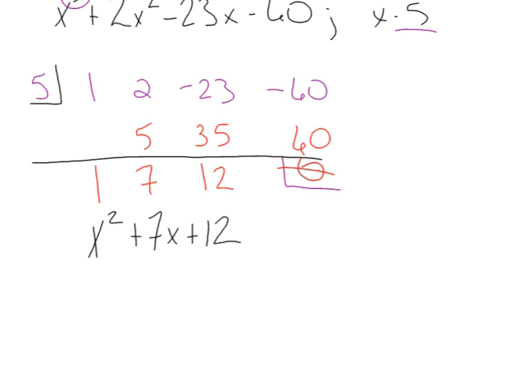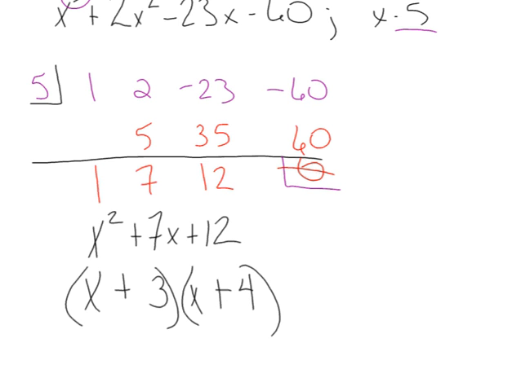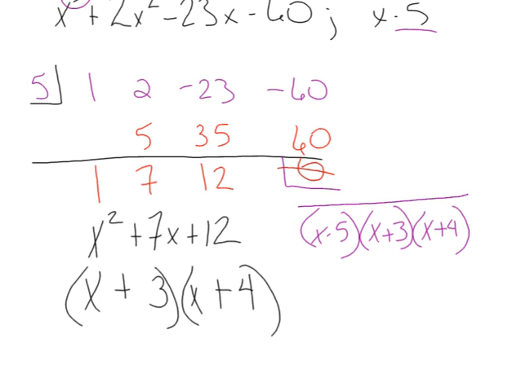I now need to factor this part here. Luckily, my leading coefficient is 1. Since my leading coefficient is 1, I can automatically jump in, putting an x here and an x here. And I can say, 3 plus 4 gives me 7, and 3 times 4 gives me 12. So there's my other two factors. So my completed factored form for number 47 is x minus 5, x plus 3, x plus 4.